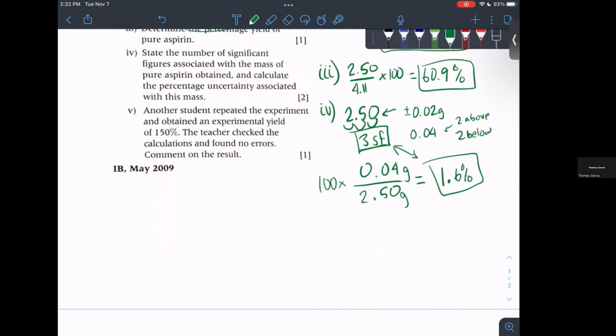All right. Lastly, number 5. Another student repeated the experiment and obtained an experimental yield of 150%, way over. The teacher checked the calculations and found no errors. Comment on the result. So we know that the math is correct, which means that they maybe had too much product. 150% means they probably had somewhere around 6 grams, 6.22 to be exact. But they had too much product. So we have to figure out why they might have too much product.